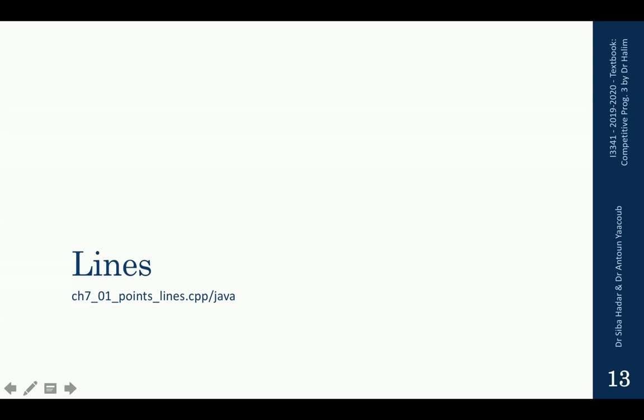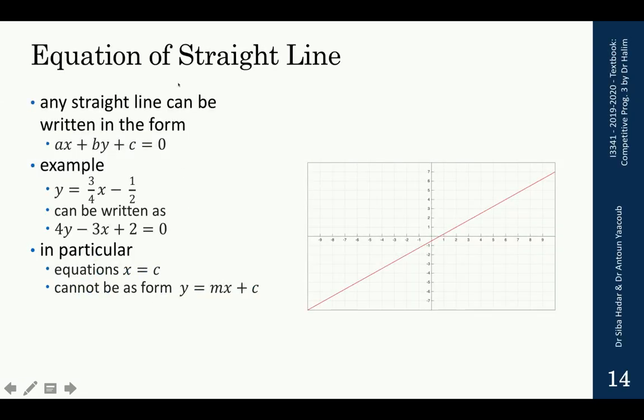Lines. So once we represented a point with its two coordinates, whether integer or double, we move to represent lines. How do we represent a straight line? A straight line, you are used to the equation of the form y equals mx plus c, which is not very good because it does not take into account the special case where the line is vertical. In this case, the slope will be infinite.